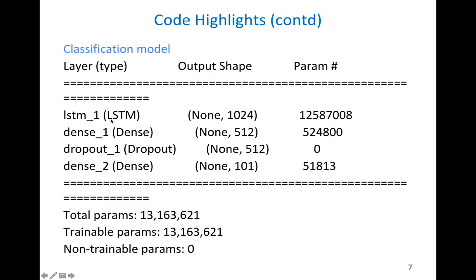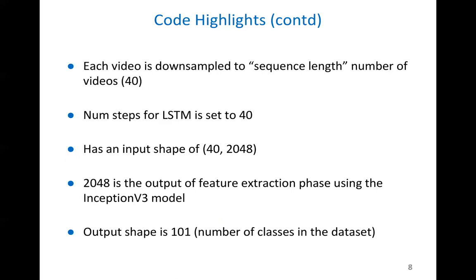The classification layer has an LSTM layer with 1024 neurons, followed by a dense 512 neuron layer, then a dropout, and another, final dense layer. It's a softmax layer, which will then classify the streams into 101 action items. So each video sample is downsampled to 40 images per video, and that would be the number of time steps for the LSTM. And 2048 comes from the fact that the feature extraction from Inception gives you 2048 as the feature set.